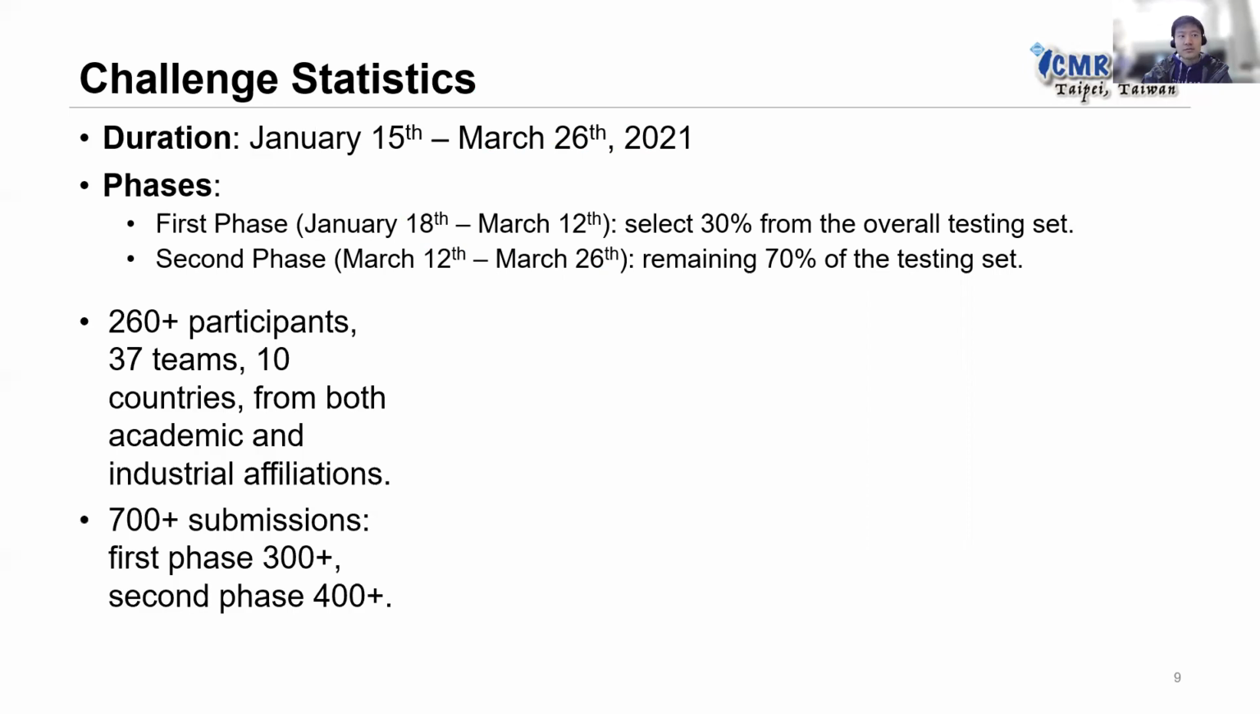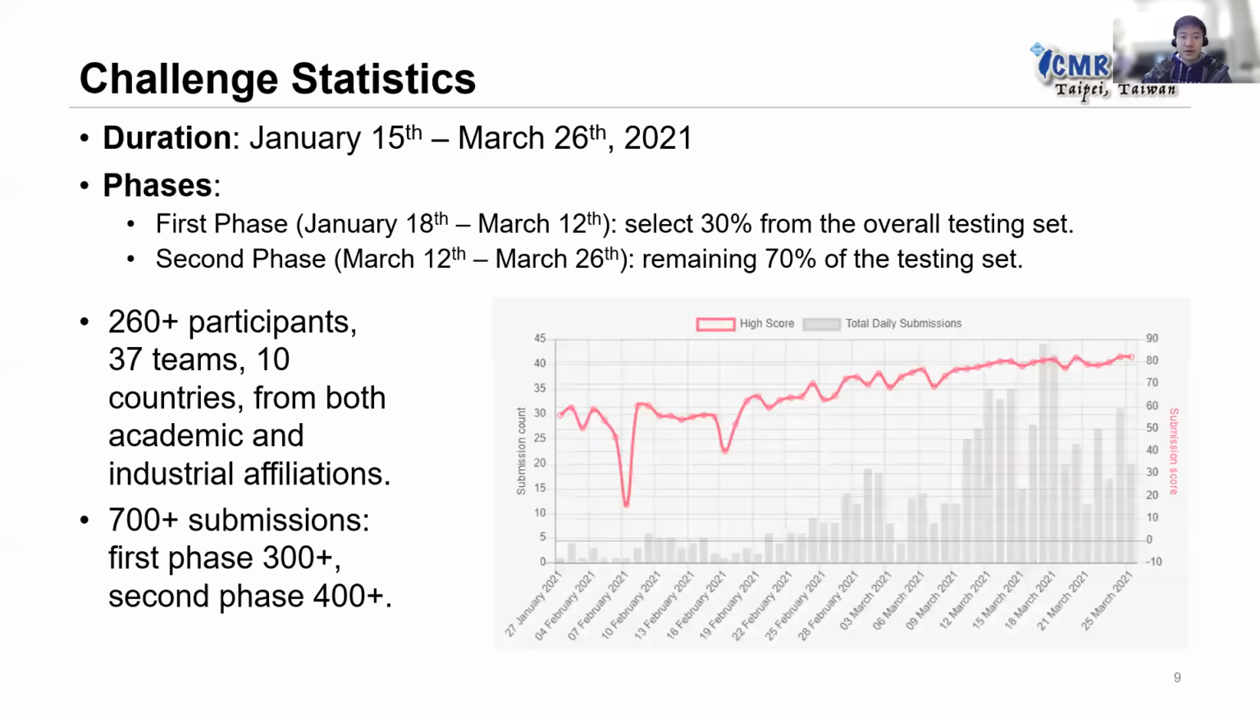Overall, there are more than 260 participants in 37 teams from 10 countries. They came from both academic and industry affiliations. In total, we received more than 700 submissions, including 300 from the first phase and 400 from the second phase. Here is the plot from the CodaLab server. You can see the trend of the submissions in these two different phases.